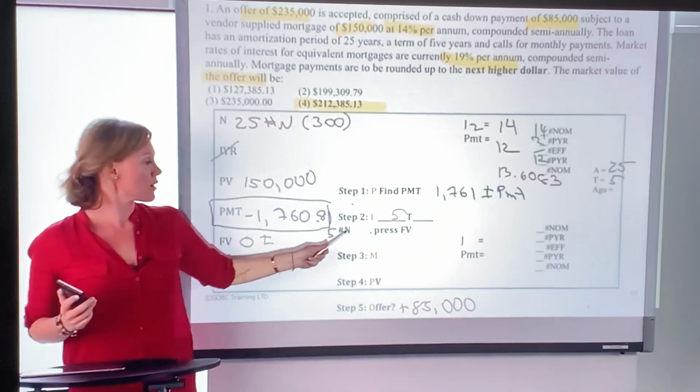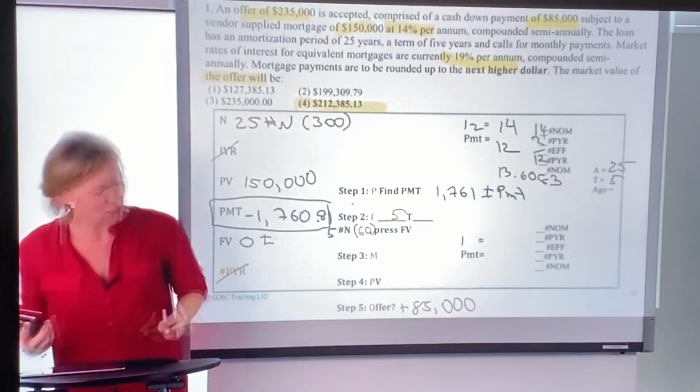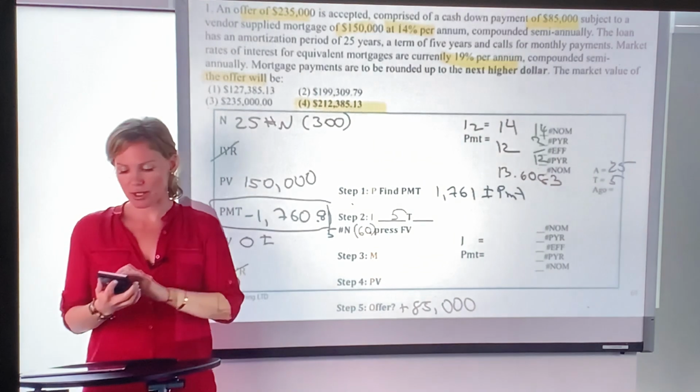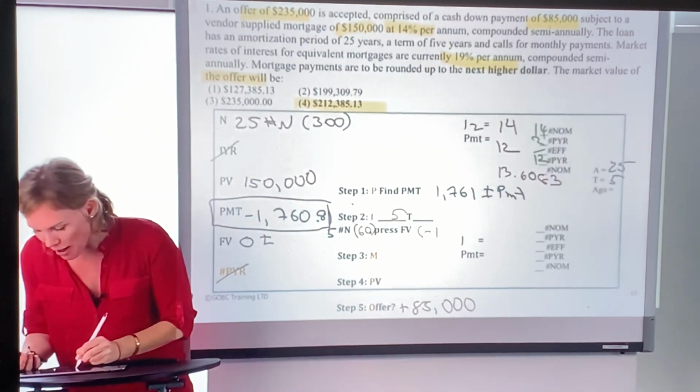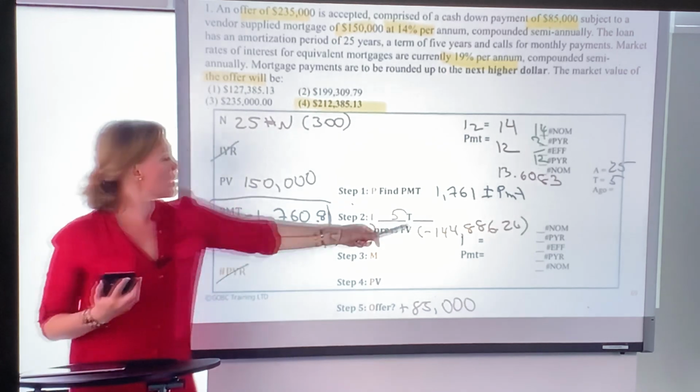You do 5 shift N. Let's do this together. Do 5 shift N. It will come up as 60 months. If you multiply 5 by P/YR, which is monthly, then it comes up as 60 months. And then you press your future value. How do you know if you've done a good job? The future value should always be negative, and the future value should be lower than your present value.